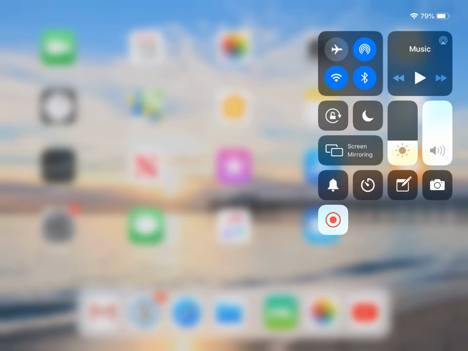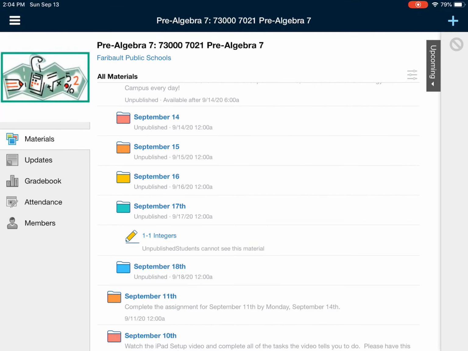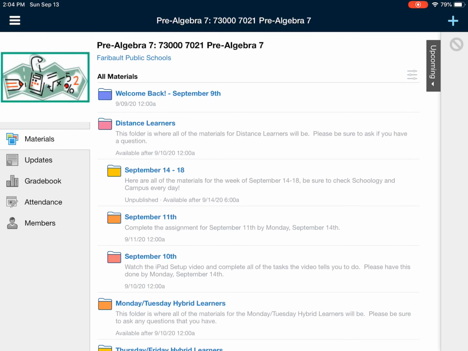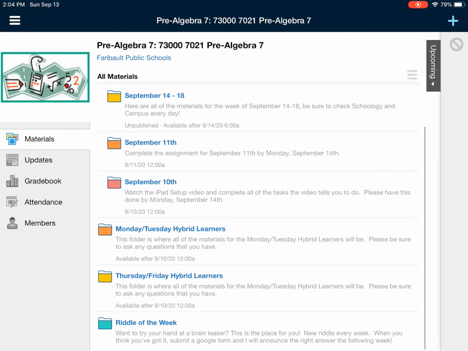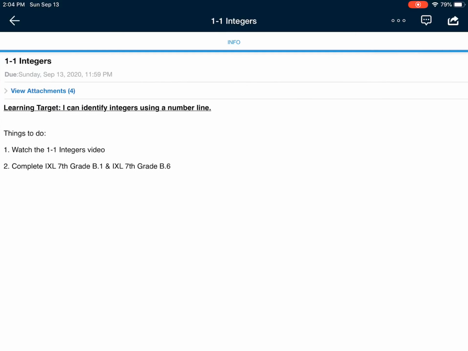Today we are going to go over our first lesson, which is 1-1 integers. So go right to Schoology. Let's go to our class and find where this is. If you are a distance learner, it will be under the distance learner folder. If you're a Monday, Tuesday student, it will be under there. Or a Thursday, Friday student, it will be under there. So I'm going to find where it talks about integers.